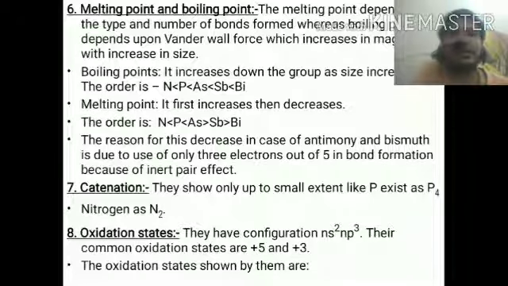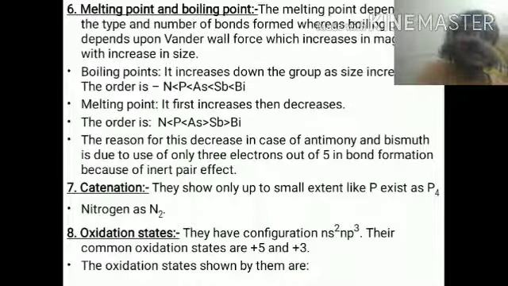The nitrogen family has the electronic configuration ns2 np3, which means it contains 5 electrons in the outermost shell. It requires 3 more electrons, so it shows the -3 oxidation state. It can also donate 5 electrons, so we can say it shows the +5 oxidation state.